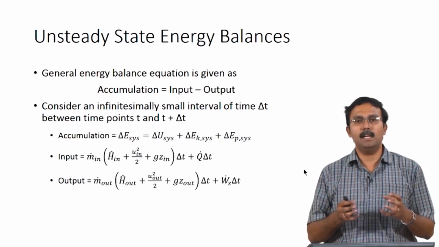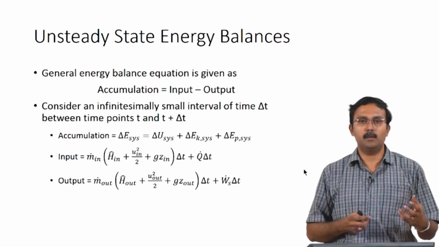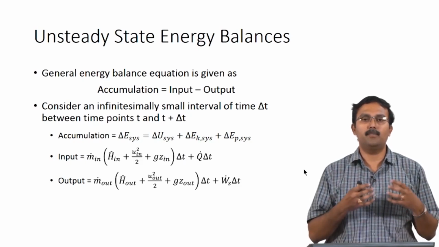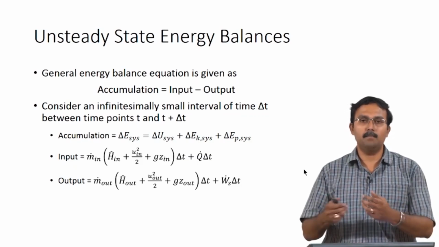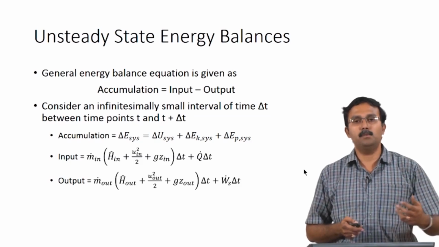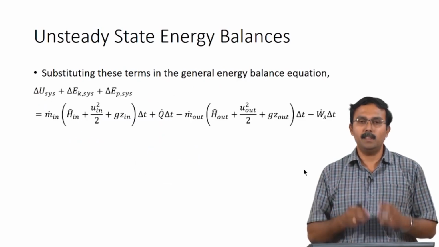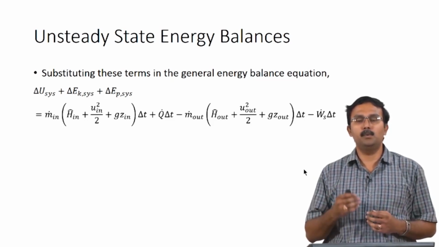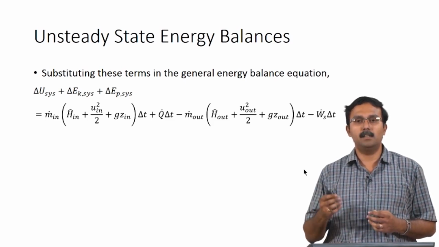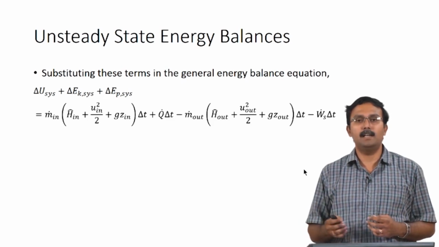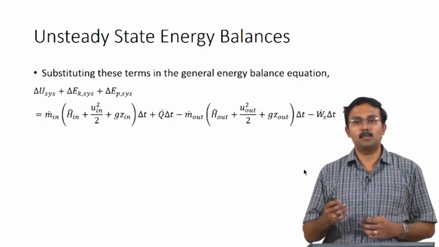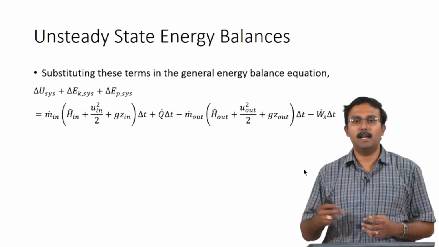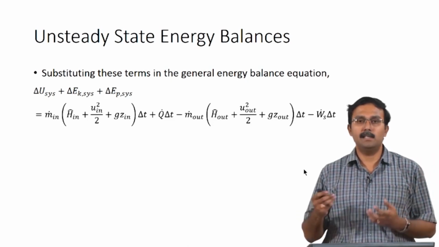So, this gives us all the energies possessed by the system that could change over time in terms of accumulation, all the energies which can come into the system in the form of inlet streams and heat supplied, and all the energy which could leave the system in the form of outlet streams and the work done by the system. Now we can substitute these terms into the general energy balance equation, and we would end up with delta U sys plus delta E k sys plus delta E p sys equals m dot in times h cap in plus u in squared by 2 plus g z in times delta t, plus q dot delta t, minus m dot out times h cap out plus u out squared by 2 plus g z out times delta t, minus W s dot times delta t. So, this is basically your accumulation equals input minus output term.